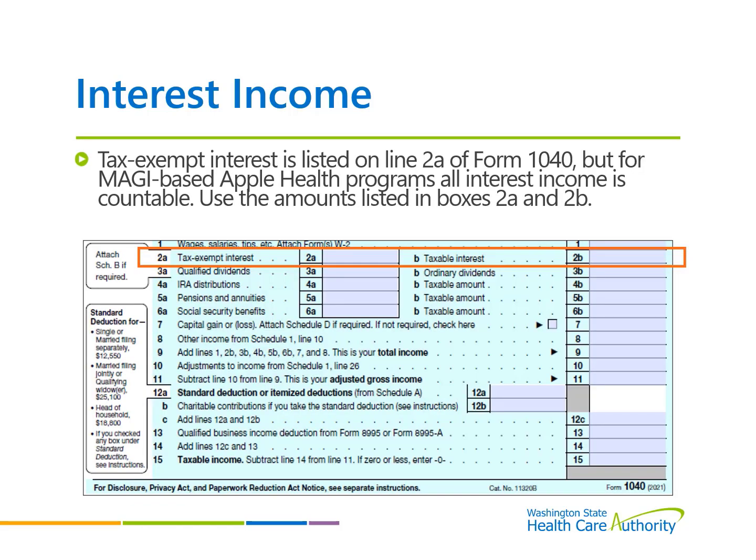Interest income. Tax-exempt interest is listed on line 2A of Form 1040, but for MAGI-based programs, all interest income is countable. Use the amounts listed in boxes 2A and 2B.